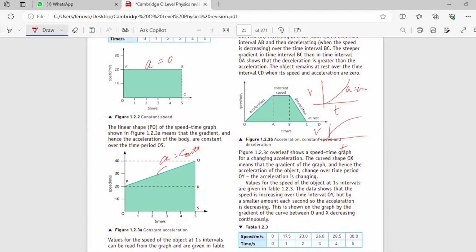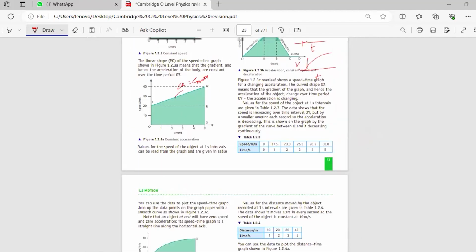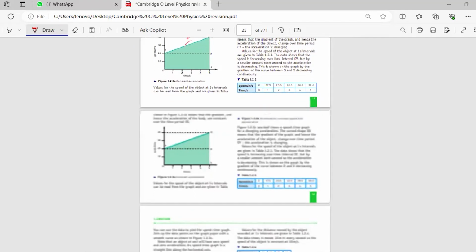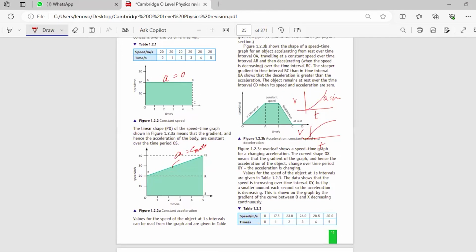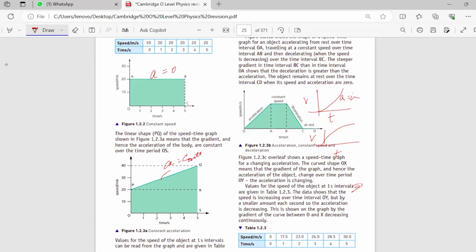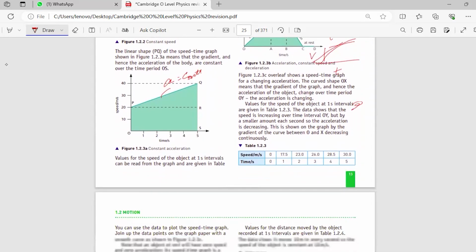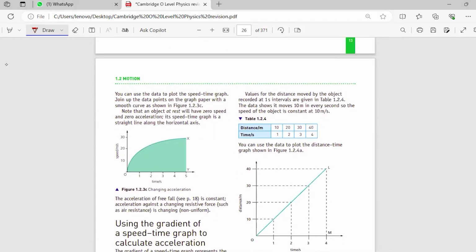on the VT graph, move your pencil on that one. As a result, the line is coming parallel to the x-axis, hence the acceleration is decreasing. That means the gradient is going to decrease, so the acceleration is decreasing. Like this is the curve for decreasing acceleration.